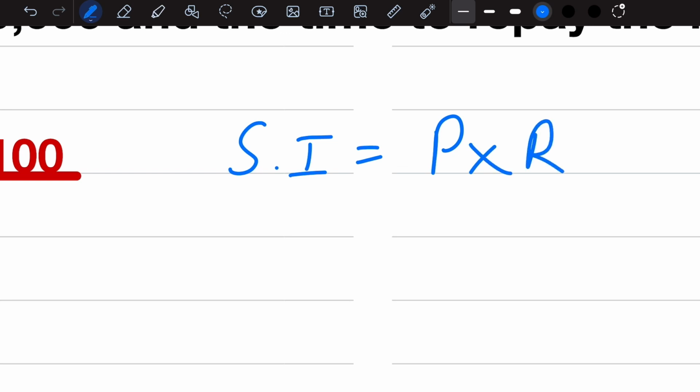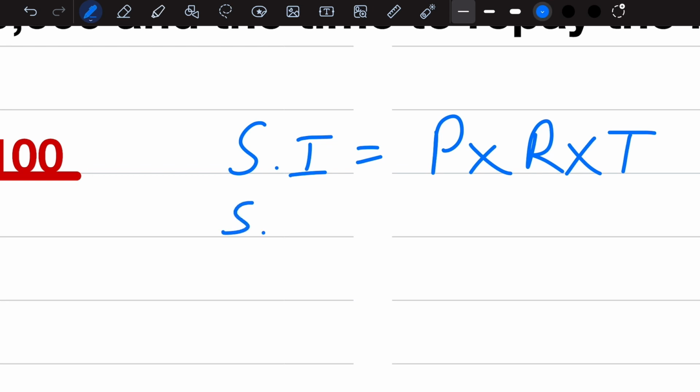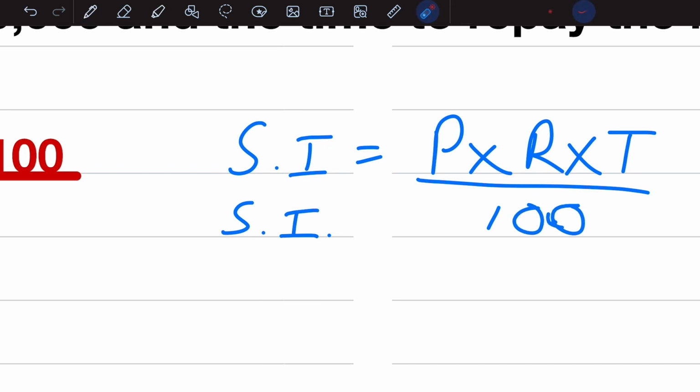So we know that simple interest is equal to principal by rate by time. So if we were to make rate the subject of the formula, we will move time across to the side and principal across to the side. So how do we do that? Simple interest is on the same side it was. Right, and don't forget we have this over 100. So let's start by moving the 100 across to this side.